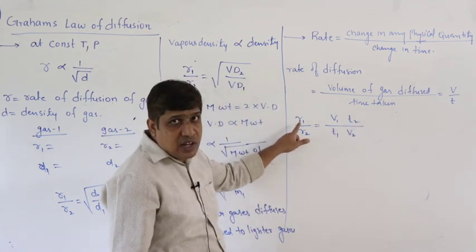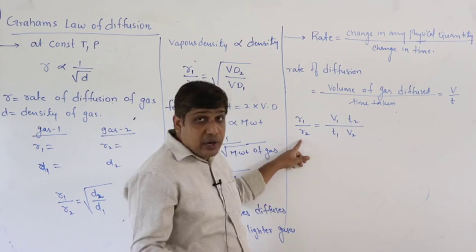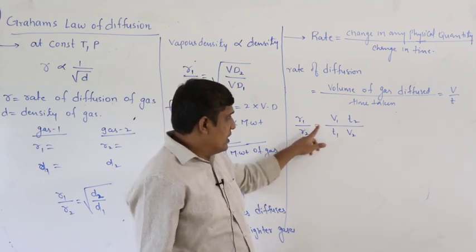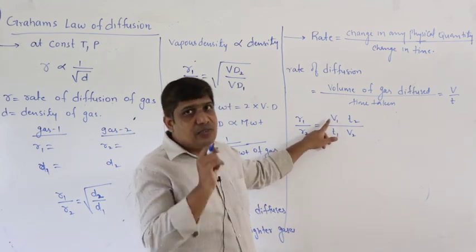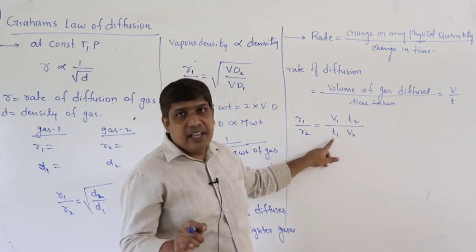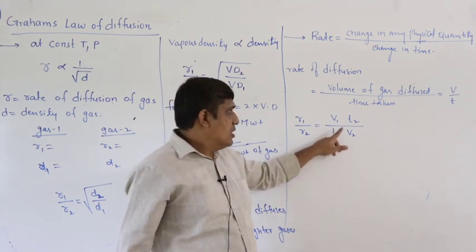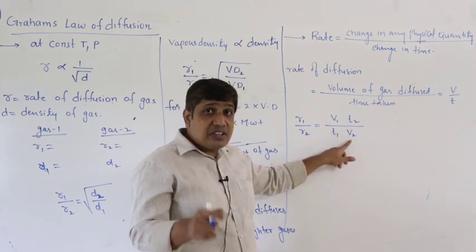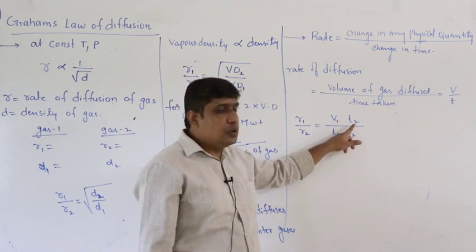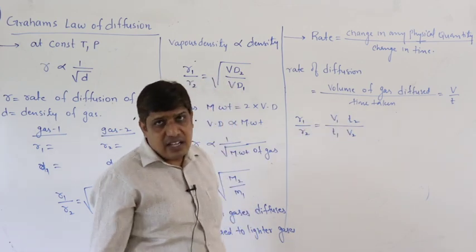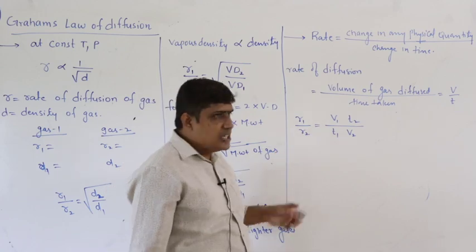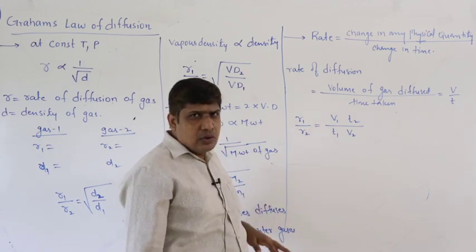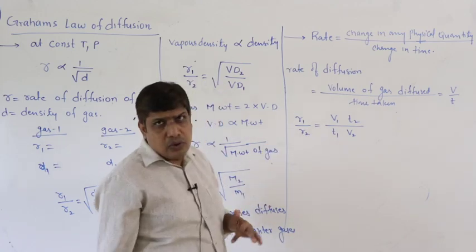R1 is the rate of diffusion of gas 1, R2 the rate of diffusion of gas 2. V1 is the volume of gas 1 diffused, T1 the time taken for diffusion of gas 1. V2 is the volume of gas 2 diffused, T2 the time taken for diffusion of gas 2. You can apply some condition like T1 equal to T2, or V1 equal to V2, or R1 equal to R2.